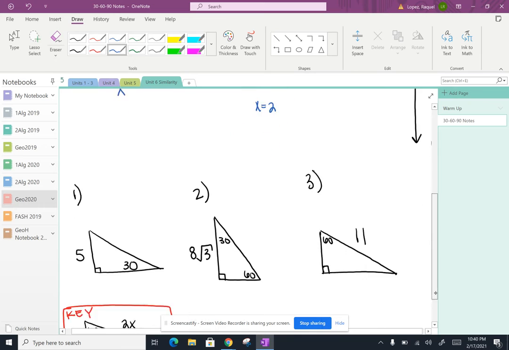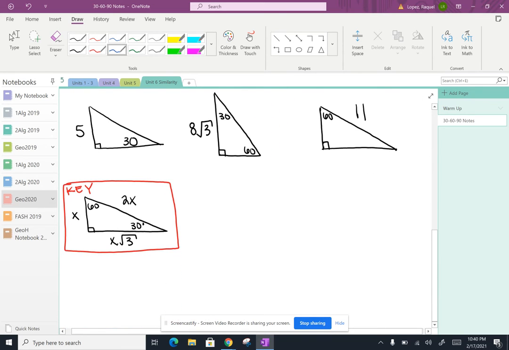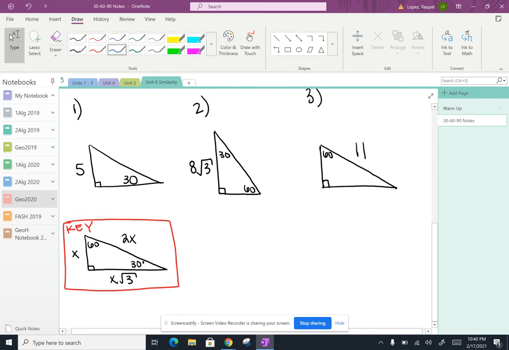Let's do some quick examples down here. So I've got my key boxed in red here with those ratios written out. And so as long as I have one side in a 30, 60, 90 right triangle, I can figure out the other two sides. I don't have to use Pythagorean theorem, and I wouldn't even be able to use Pythagorean theorem because you need at least two sides to use that. So this is where knowing your ratios comes in handy.